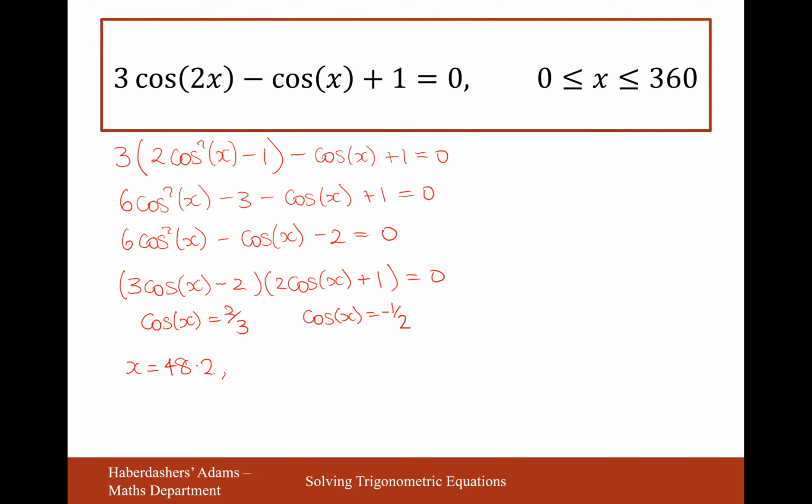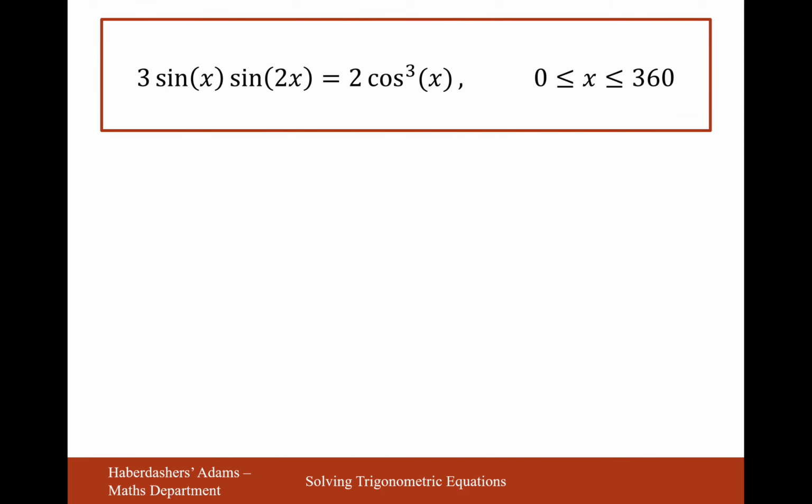And then the next solution for cos is 360 minus answer, which is 312. For this equation over here, it's going to be cos inverse minus 0.5, which is 120, and the same again, 360 minus 120 is 240. So there we are, 4 answers for this question. Okay, let's move on to the next question.